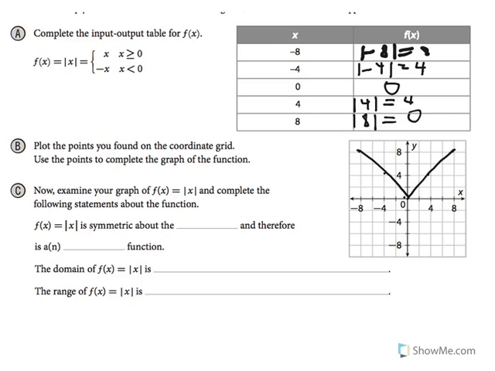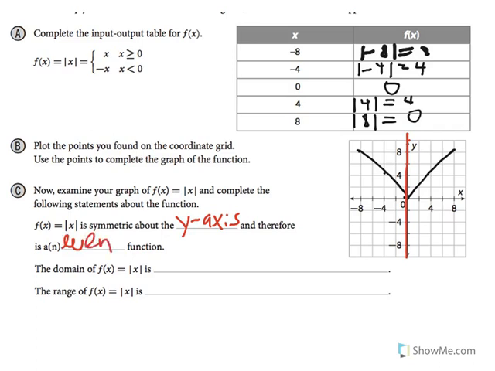Now examine your graph of f of x equals the absolute value of x and complete the following statements about the function. f of x equals the absolute value of x is symmetric about the, well, if you look at it, symmetric means that you can draw a line through the center. The left and right branches of the graph are the same, so this goes through the y-axis. And therefore the function is an even function.